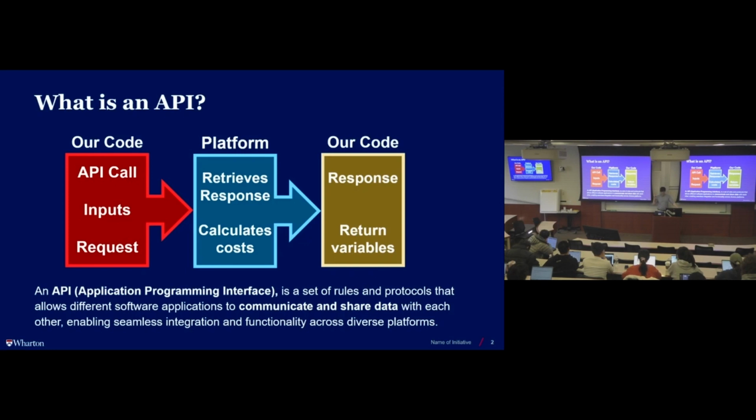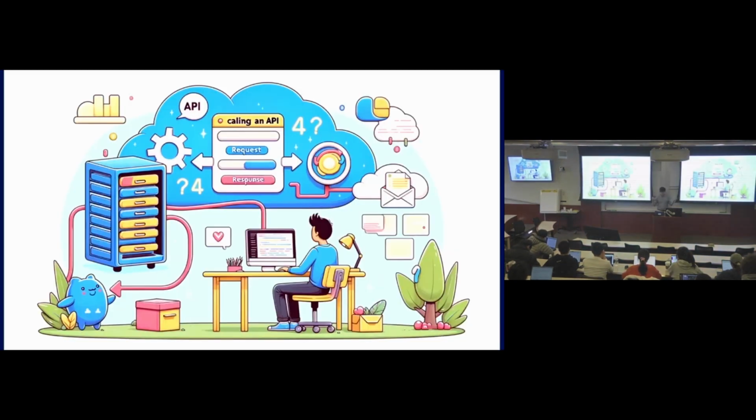So I've used DALL-E to make a very highly accurate image of this process, so it's easier to understand. So here we are, we're coding, and then it calls the API, or calling an API. We have a request, and then our response goes to the platform, then this guy. Let's just move past it.